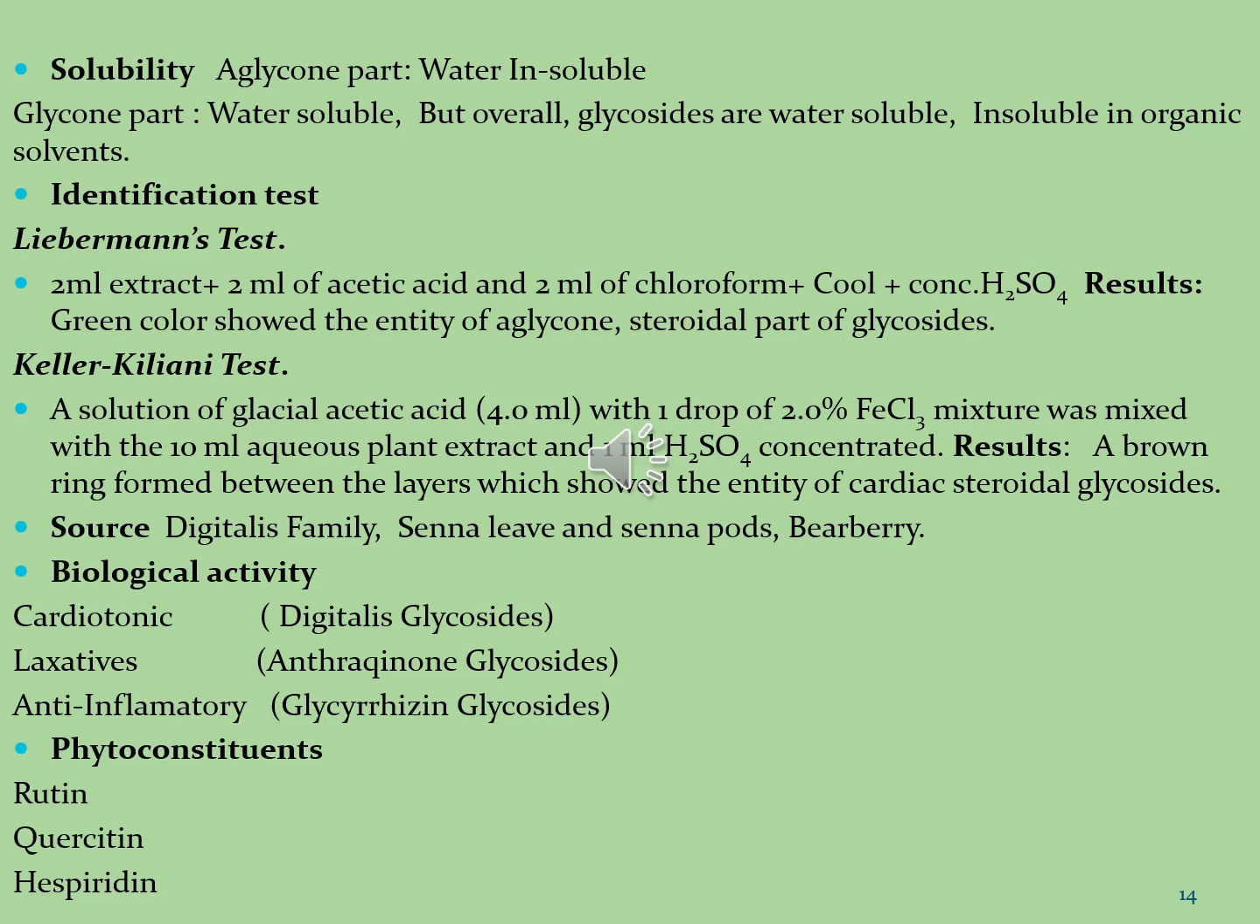Let's see the identification tests of glycosides. Glycosides can be identified by two tests: the Liebermann-Burchard test and the Keller-Kiliani test. In the first test, we take 2 ml of extract, add 2 ml of acetic acid and 2 ml of chloroform, then cool the solution and add concentrated sulfuric acid. In the result, a green color shows the presence of the aglycone, that is the steroidal part of glycosides. In this way, glycosides are indicated.